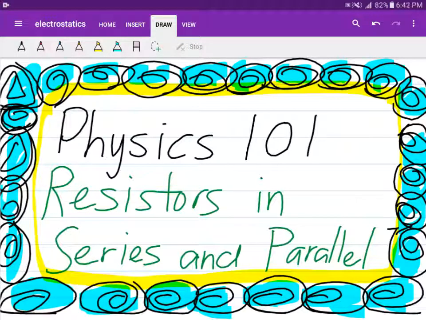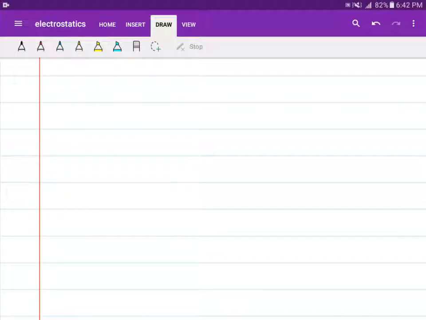Hello everyone, in this lesson we are going to learn about resistors in series and in parallel. So first we will talk about how do we construct a circuit. We do it using circuit diagrams.